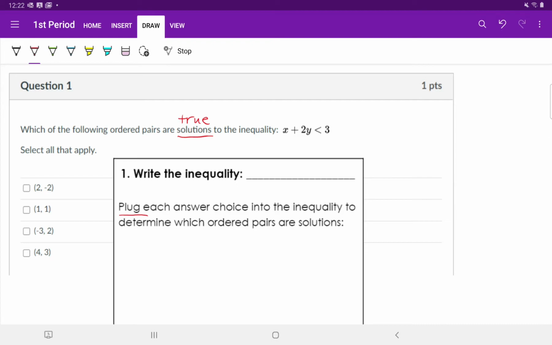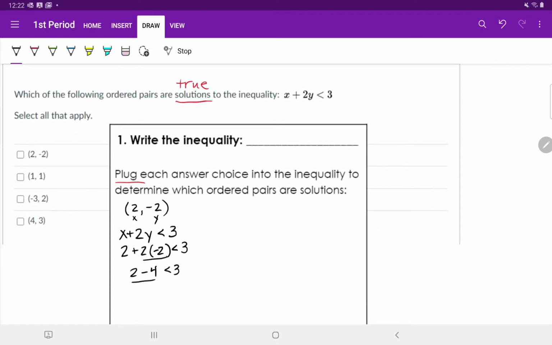So let's start with the first option. Our first option is (2, -2). Now, since this is an ordered pair, we know that this is x and this is y. So let's plug that into x plus 2y is less than 3, and we will see if it makes the statement true. So we'll put a 2 in for x and a negative 2 in for y. And now we need to simplify the left-hand side. We'll multiply the 2 times negative 2. That'll give us a negative 4. And then we'll add the 2 minus 4, which will give us negative 2 is less than 3.